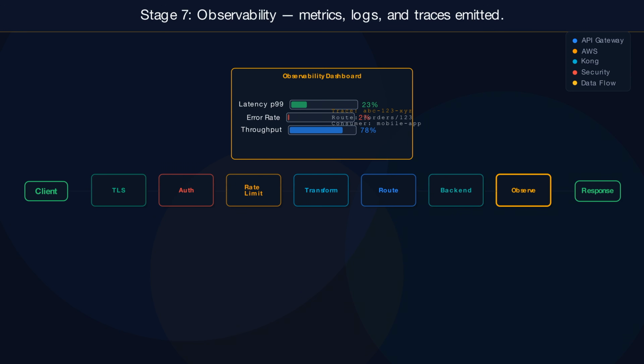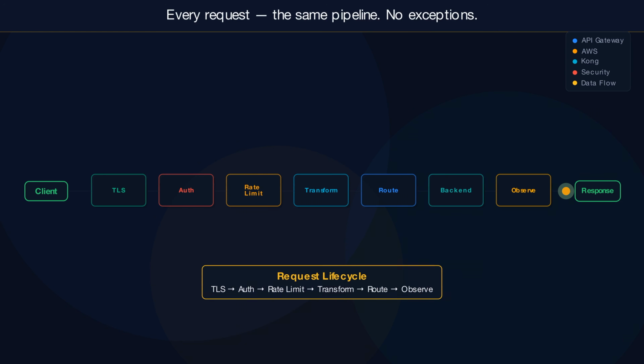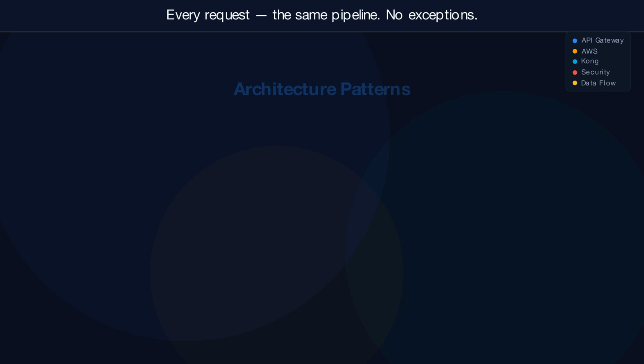In production, hundreds of requests flow through this pipeline every second. The same 7 stages, the same order, no exceptions. The complete request lifecycle: TLS, auth, rate limit, transform, route, and observe. Every request, every time. Architecture patterns.